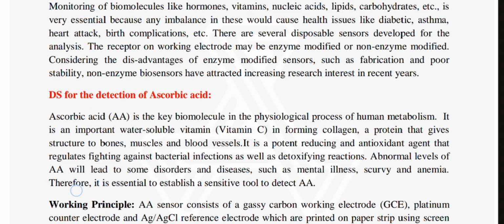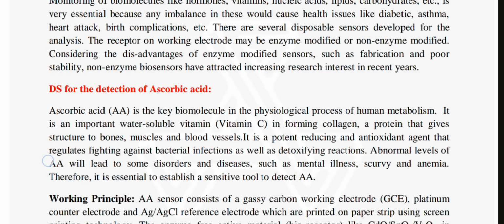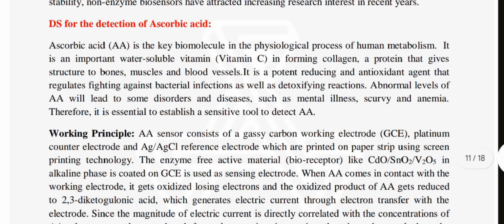Disposable sensors for the detection of ascorbic acid. Ascorbic acid, AA, is a key biomolecule in the physiological process of human metabolism. It is an important water-soluble vitamin, vitamin C, ascorbic acid, in forming collagen, a protein that gives structure to the bones, muscles, and blood vessels.